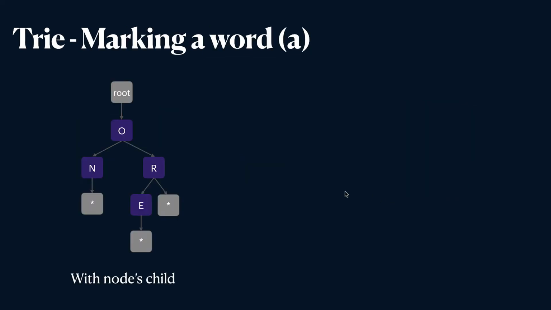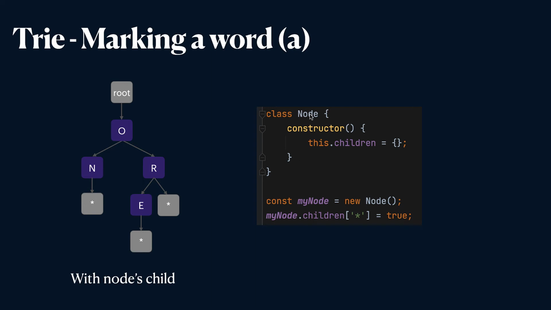So how can we mark a word? We didn't cover this case, we covered only the second case, so let's start with a new one. Let's say we have a word or a symbol N, and we need to mark it as the end of the word. And for that, we can add a special child to that node. And how will it look like? So we have this constructor node. It has this children. We already covered it before.